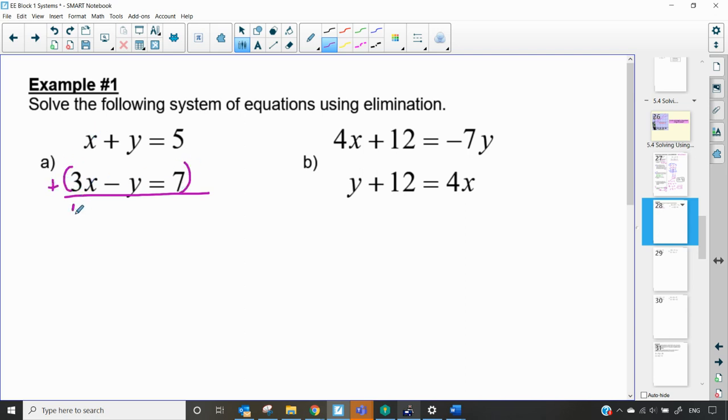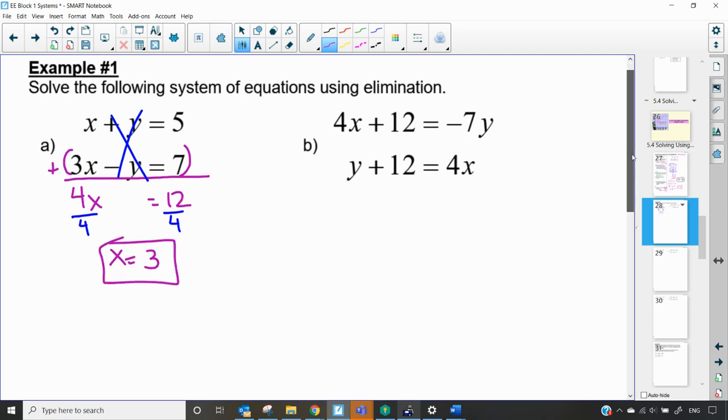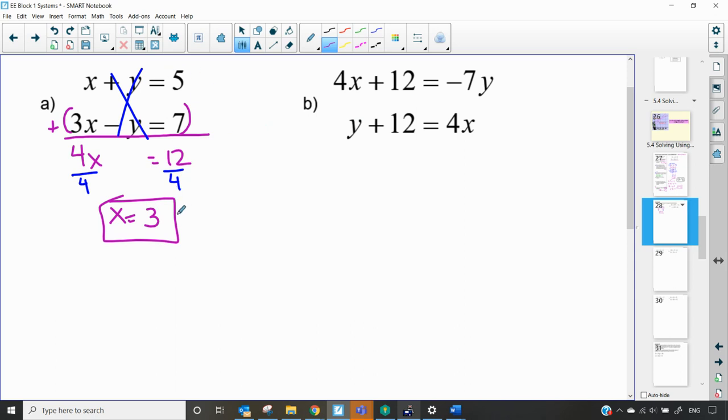So x plus 3x is 4x. My positive y and negative y are going to disappear. And 5 plus 7 is 12. Now, to solve here, I'm going to divide both sides by 4. And that gives me x equals 3. Now, once I've done that, I want to just sub into one of these equations. It does not matter which one you sub into. I like to keep it simple, so I'm going to sub into the first equation because there's less algebra involved. So subbing in, I'm going to have 3 plus y equals 5. So y equals 5 minus 3, which is 2.